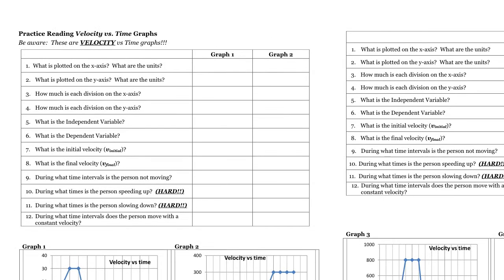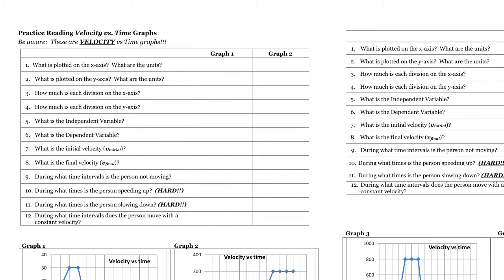So the first few questions on this basically ask about the graph. The questions are designed for you to make sure that you are really paying attention to what is on the axes, because depending on what type of graph it is, you're going to have different answers, whether it's speed versus time, position versus time, distance. All those graphs have different answers.